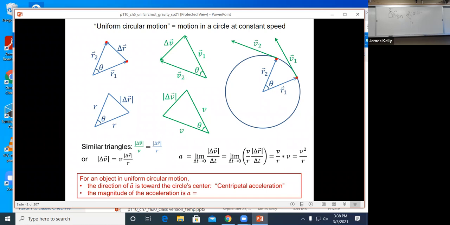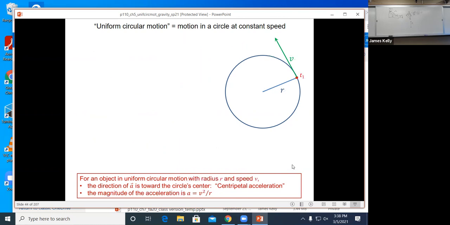When something is moving in a circle of radius R at speed V uniformly, that means at constant speed, the magnitude of the acceleration is V squared over R, and the direction of it is at every point towards the center of the circle. Okay, end of derivation.